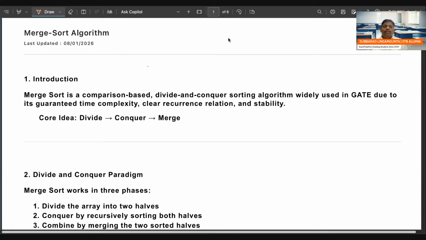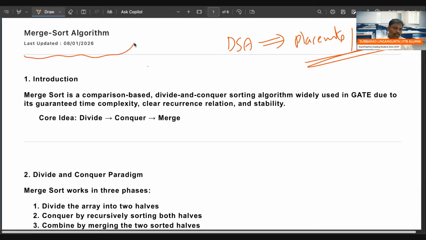This DSA course is designed for campus placements, and GATE also, all competitive exams. It is designed for all. Merge sort is one of the famous sorting algorithms.